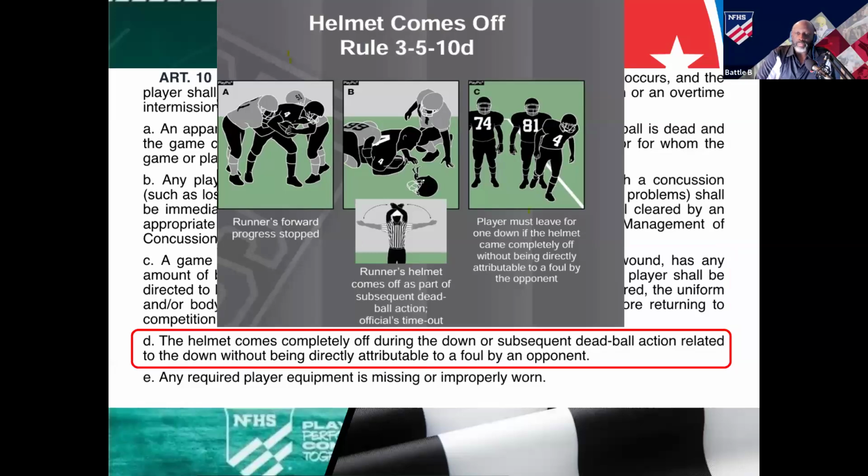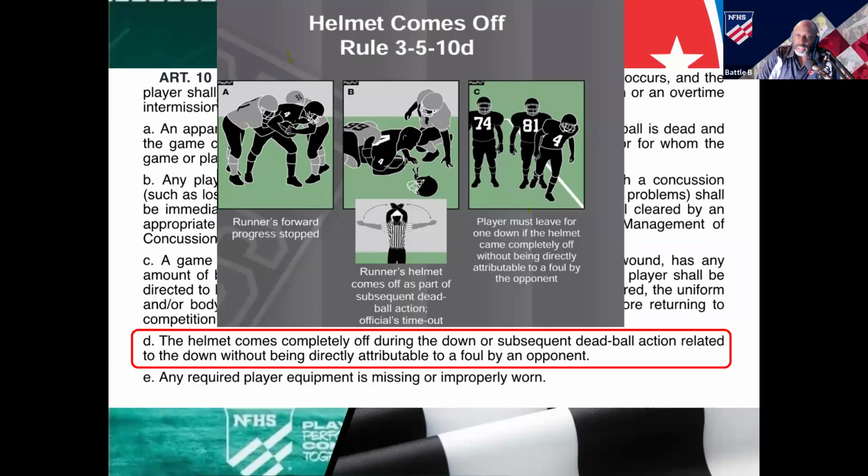All right, D. See, we're going to go pretty fast, right? Until we get to E. E's going to be a little bit longer. All right, the helmet comes completely off during the down or subsequent dead ball actions related to the down without being directly attributed to a foul by an opponent.